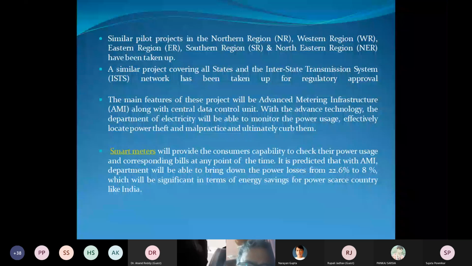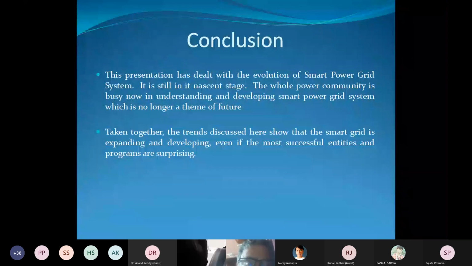Now come to the last conclusion. This presentation has dealt with the evolution of the smart power grid system. It is still in the nascent stage. Still a lot to go, miles to go, a lot to do. The whole power community is busy now in understanding and developing the smart power grid system, which is no longer a theme of the future. It is very much present.